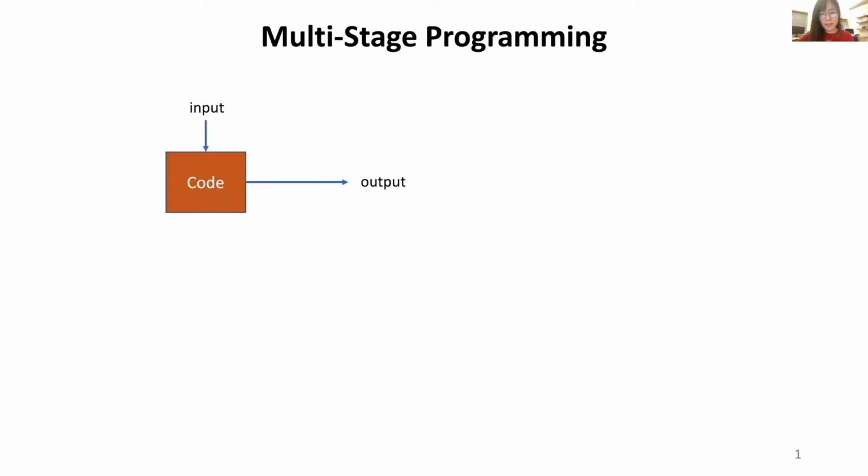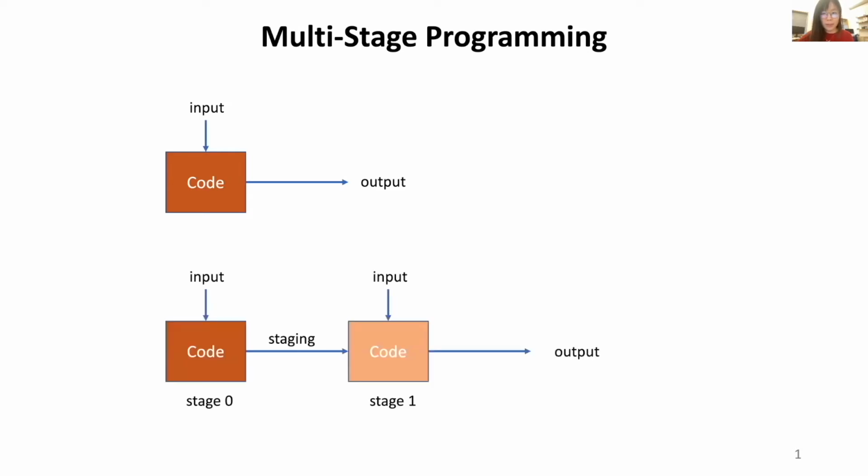Multi-stage programming is an established technique for generating efficient code with predictable performance. Essentially, while a normal program takes some input and produces some output, a multi-staging program divides compilation into multiple stages. In each stage, the program is given some input of that specific stage and is partially evaluated according to the input to generate efficient code for later stages.